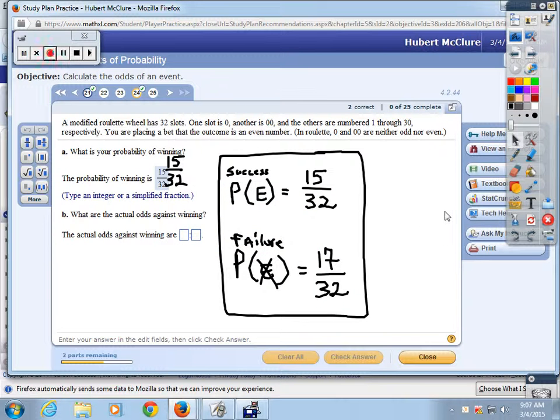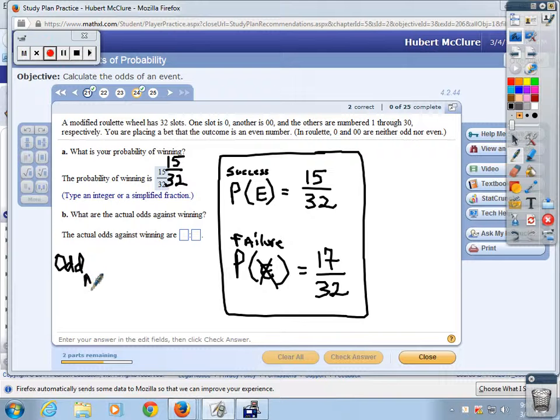What's the odds against winning? So that would be the probability of failure over the probability of what? Success. So the odds against is equal to the probability of failure over the probability of success.